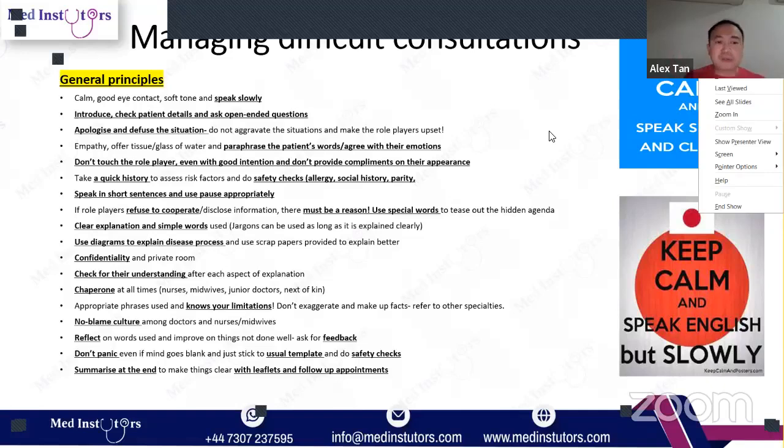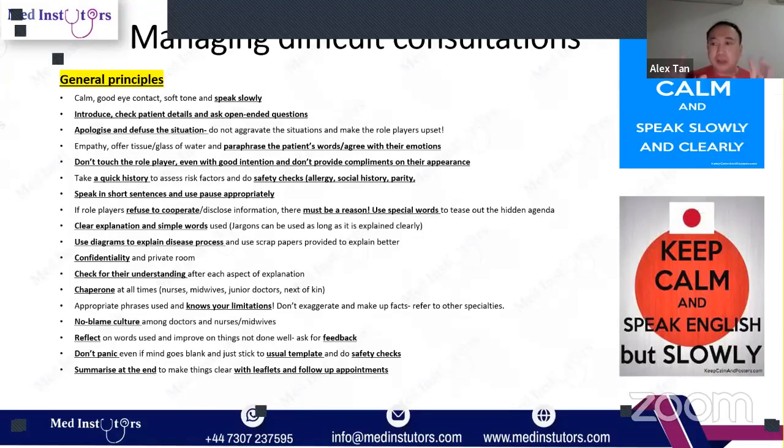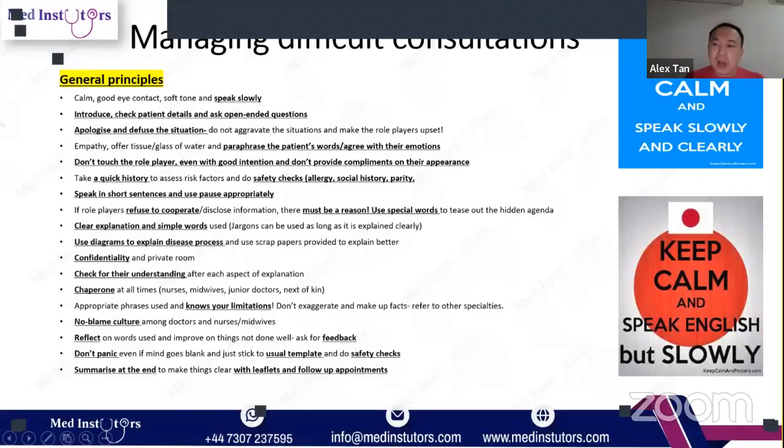Okay, speak in short sentences, and you can use pauses. I know it's difficult, but speak slowly. How I am talking to you now, it makes you sound more in control and more calm.